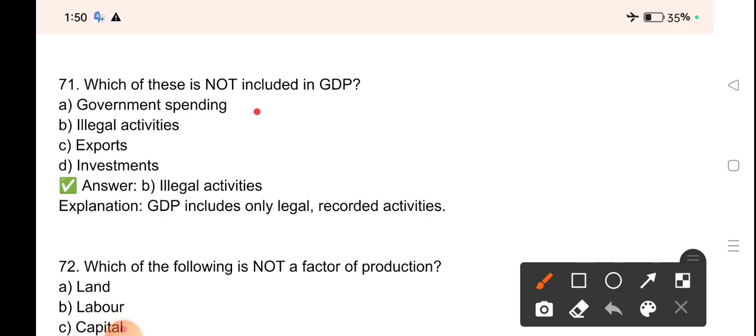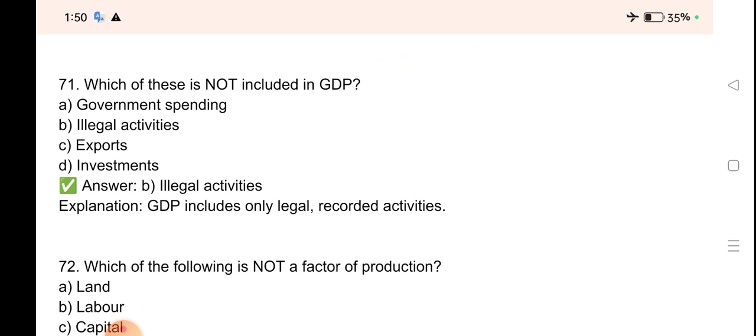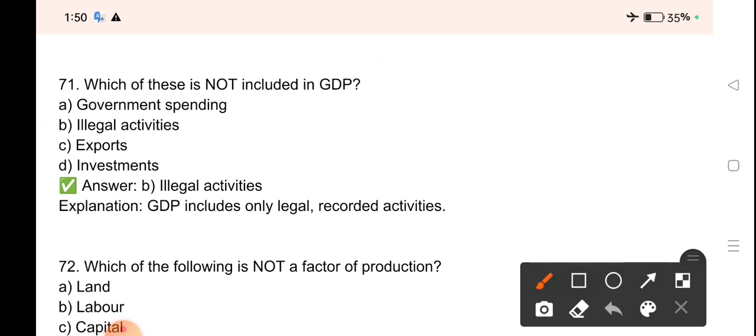Which of these is not included in GDP? Government spending, illegal activities, exports, investments. Answer is illegal activities. Illegal activities are not included in GDP, but government spending, exports, and investment are included. GDP includes only legal recorded activities.